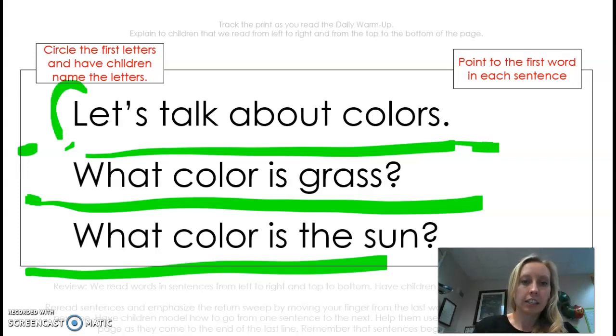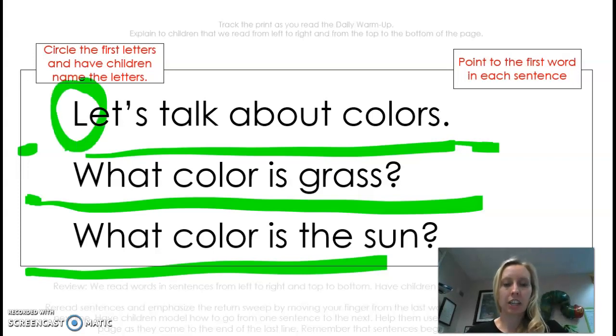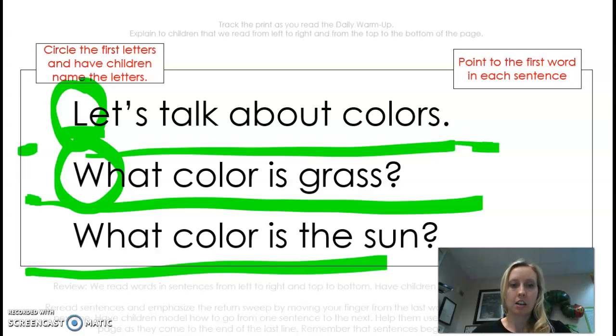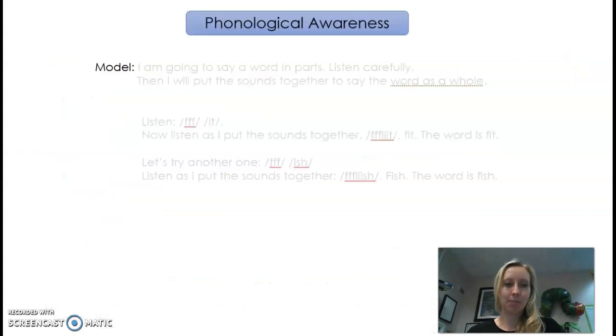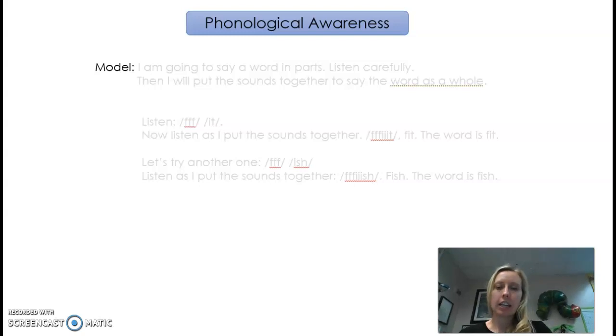So first of all, I'd like to point out this letter. Which capital letter is that? I'll give you 3 seconds. 3, 2, 1. L. L is that letter. What capital letter is this for the sentence? 3, 2, 1. W. And then once again, 3, 2, 1. W. Nice job. Okay, today you're going to be listening to sounds and putting them together.